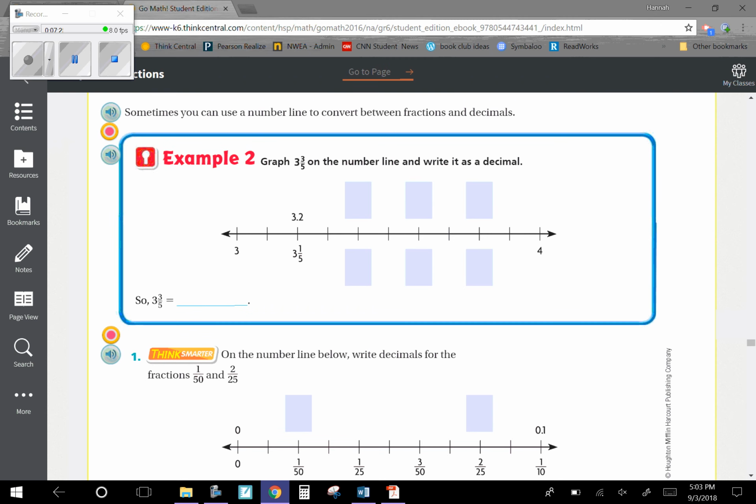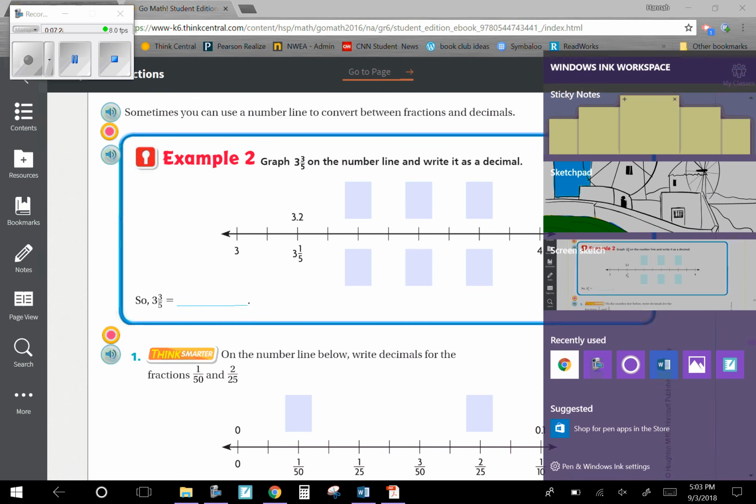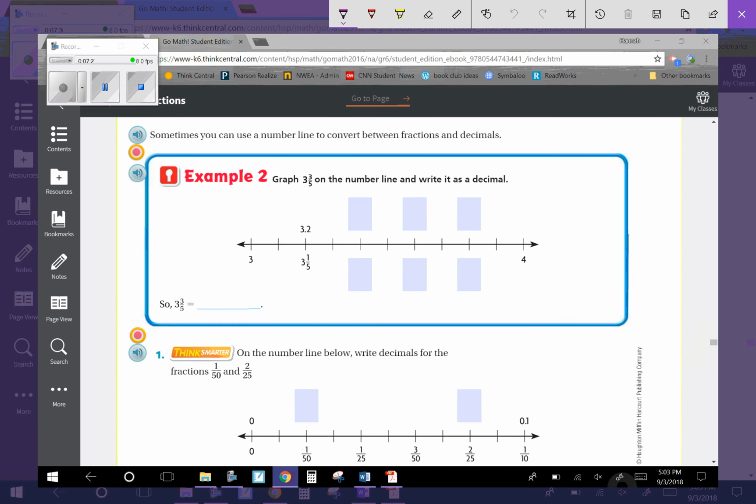Example 2, sometimes you can use a number line to convert between fractions and decimals. Okay, so looking at this number line, it says graph 3 3/5 on the number line and write it as a decimal. Okay, so here is 3 2/10, and then here's 4, and I have 1, 2, 3, 4, 5, 6, 7, 8 lines here. So I know that these are going up by tenths. So this is 3 4/10. Skip a line here for 3 5/10. This is 3 6/10.